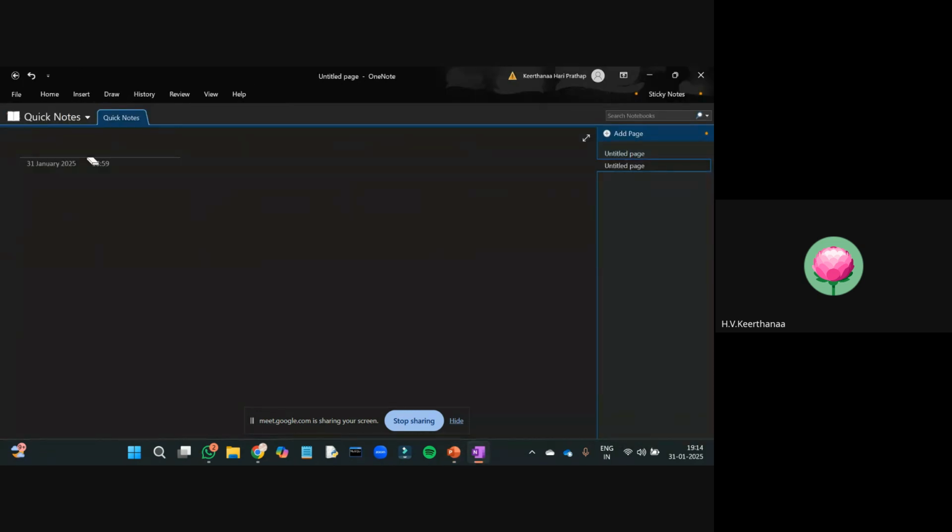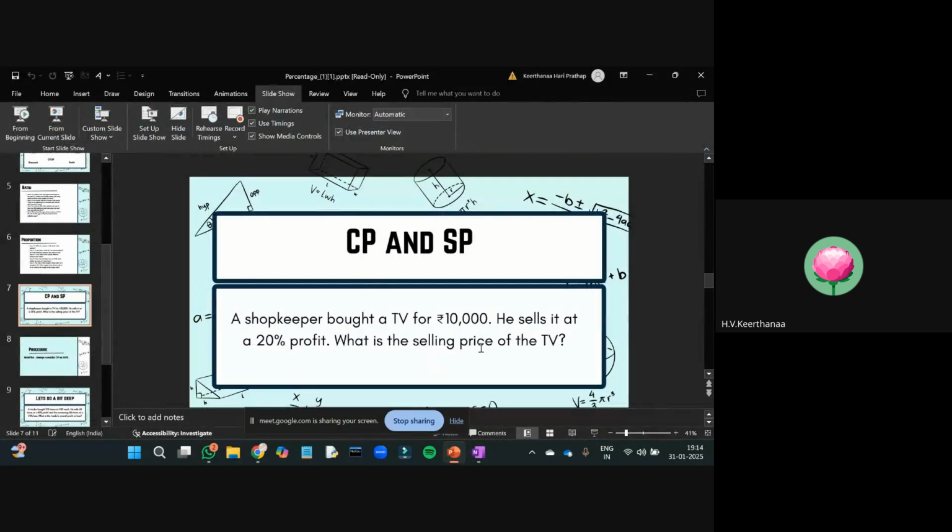So this is a very, very simple question. It is a very basic question. The cost price of the TV is 10,000. Let's keep it as 10, I am not including the thousands. Okay, I'm keeping it as 10k, and the profit percentage is 20. Now we should find the SP. This is the question here.